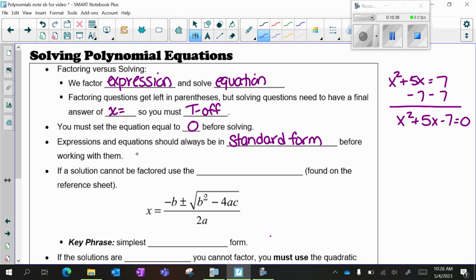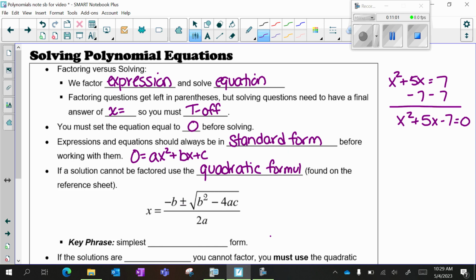Meaning, if it's quadratic, it's going to be ax squared plus bx plus c. If it was cubic, it would be ax cubed plus bx squared plus cx plus d. You always want your exponents to go from the biggest to the smallest. If a solution cannot be factored, or an equation cannot be factored, we are going to use the quadratic formula.